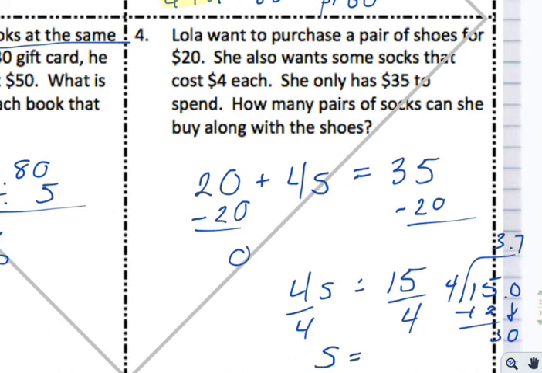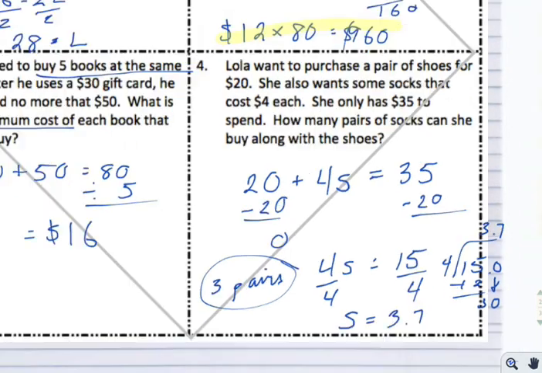So Lola could buy 3.7 pairs of socks, but since you can't buy 0.7 pairs of socks in the store, the most socks that she can buy is going to be 3 pairs. Remember, you could round your solution, but you're not going to round up because you don't have enough money to round up for another whole pair of socks.